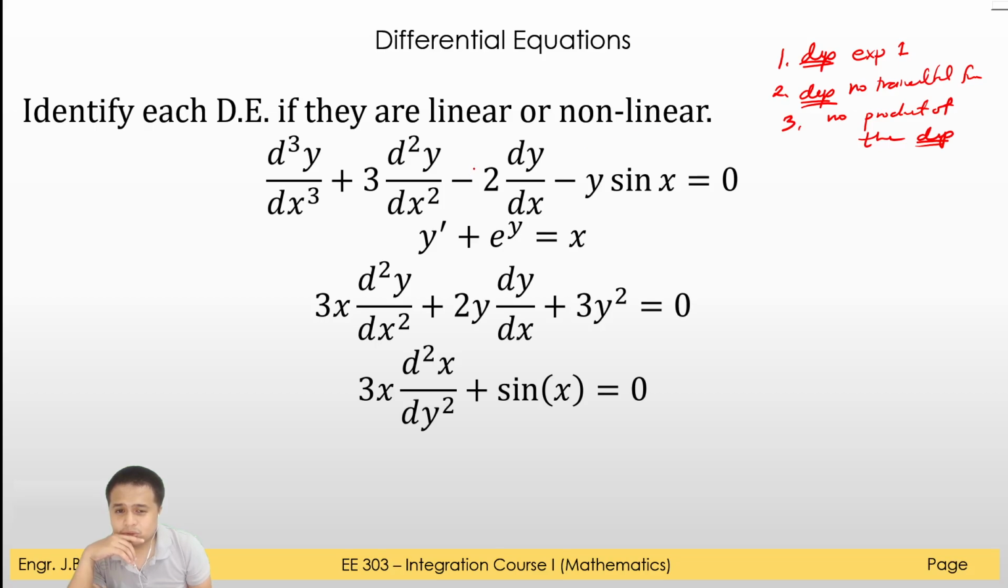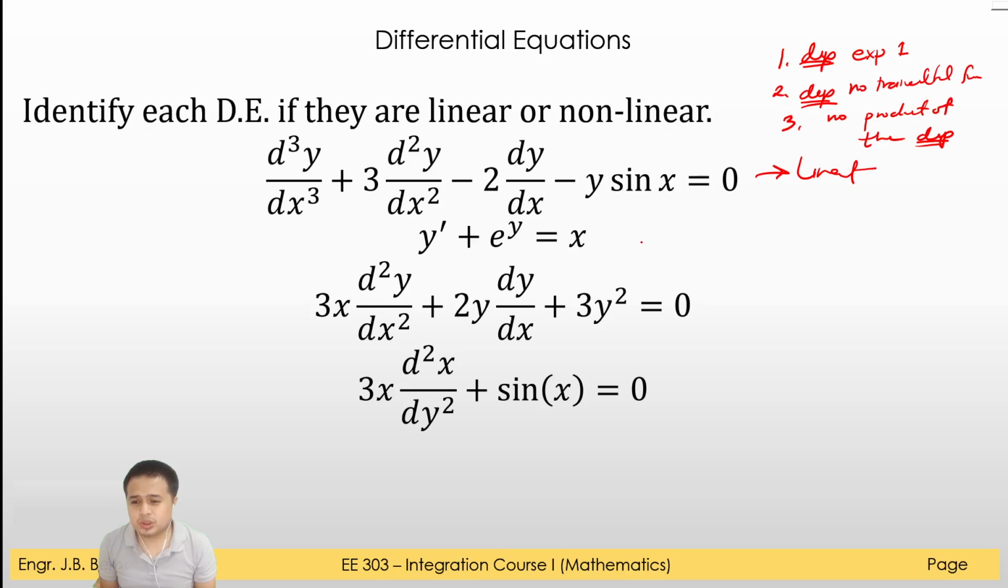For number 2, there are no transcendental functions of the dependent variable, so y and the derivatives of y. What are transcendental functions? If, let's say, we have sine y or ln y or e raised to y, then it will be a violation. So we're good with 2. For number 3, we have no product of y with itself or with a derivative of the dependent variable. So the first one is linear.